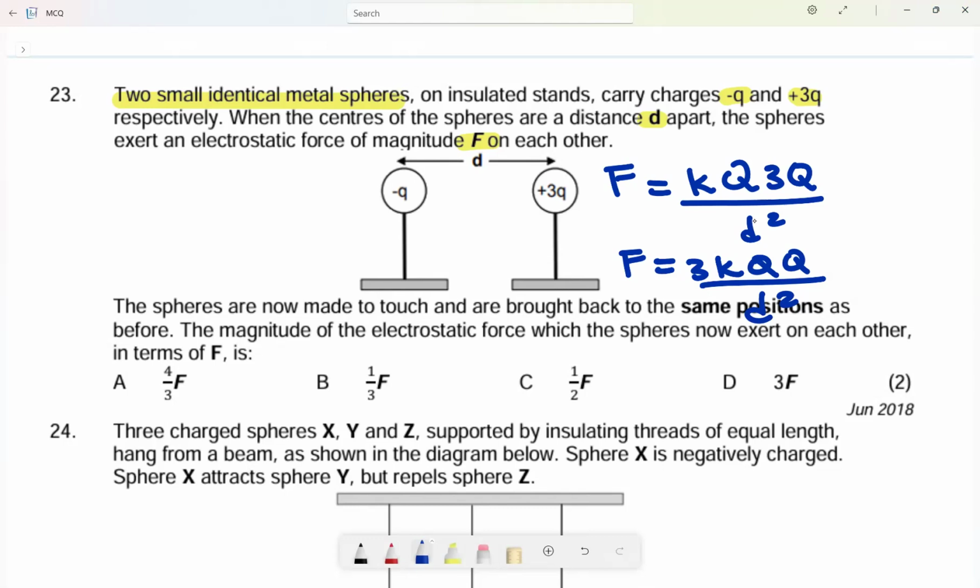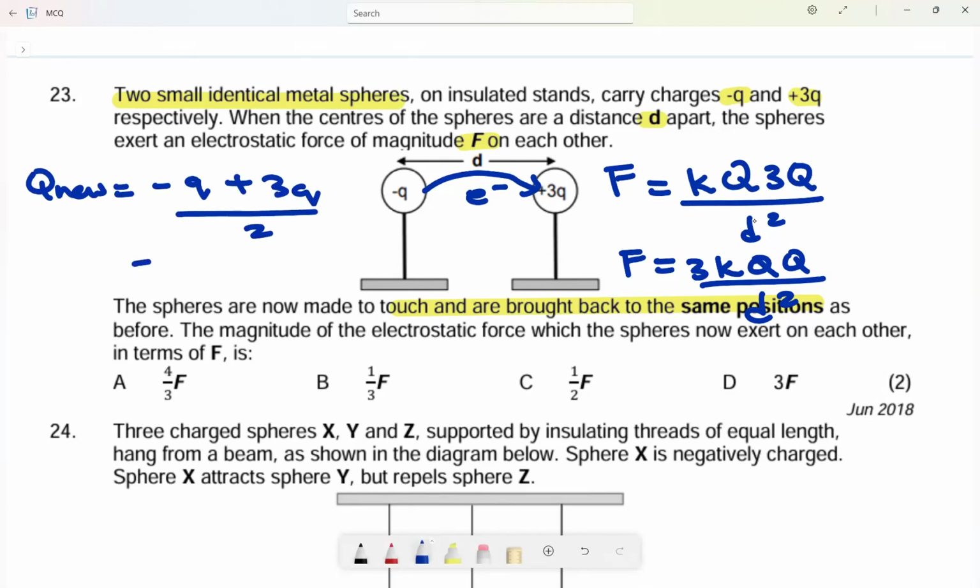But now they tell us that the spheres are made to touch and brought back to the same position. If they touch, remember there will be a transfer of electrons, because they are attracting. Electrons will move from this one to that one, meaning there will be a transfer of charge. Then they will be back to their position, so we need to find their new charge. Their new charge will be negative Q plus 3Q, divided by 2, which gives Q.